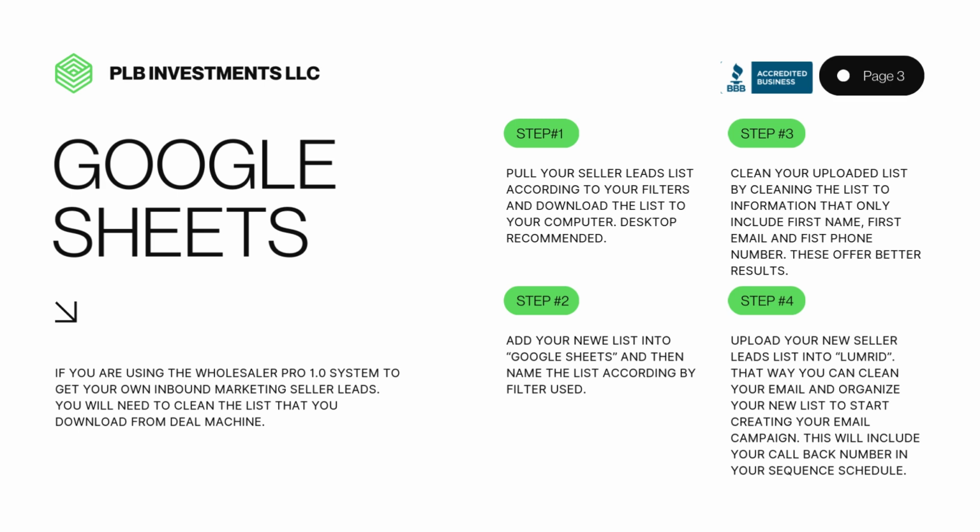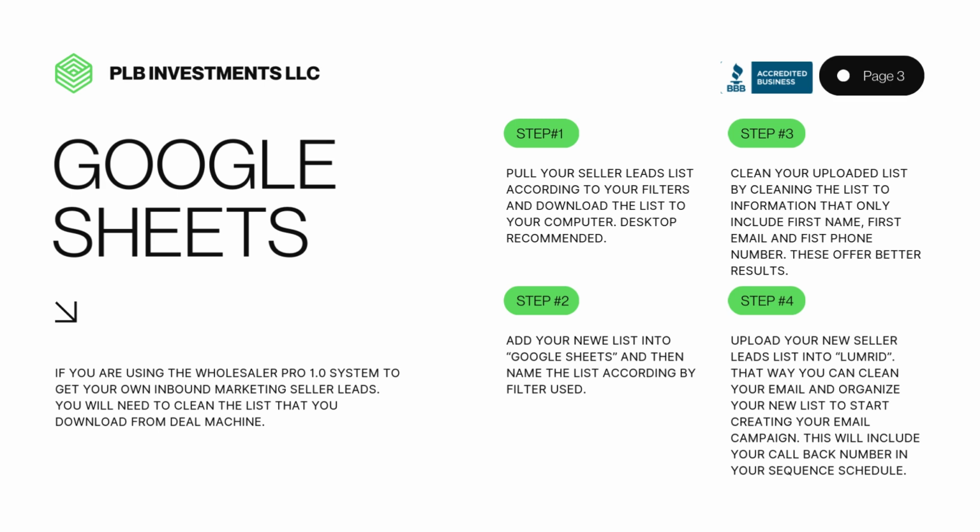Desktop recommended. Step number two, add your new list into Google Sheets and then name the list according to the filter used. Do not double stack, because starting out you're going to want to run an A/B test setup. So you're going to have one list of tax delinquency and one list of absentee owners. Do not jumble them and stack them, because then you won't get the same results and you won't know exactly which filter to start working on and start using for that market.